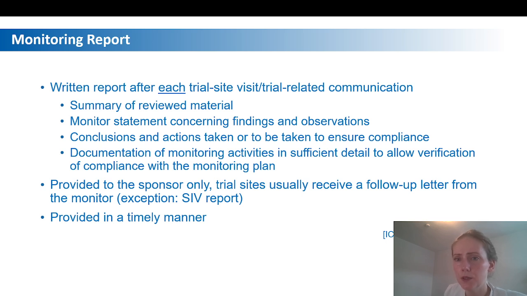To document the monitoring activities and findings during the visit, the monitor has to provide a monitoring report to the sponsor after each visit. Written reports of on-site visits or trial-related communication should be provided to the sponsor in a timely manner for review and follow-up. It contains a summary of all data, documents, and further aspects that have been reviewed, the identified findings, deviations, and observations, as well as the monitor's conclusion on those, together with the details on the actions that have been taken or need to be taken to ensure compliance.